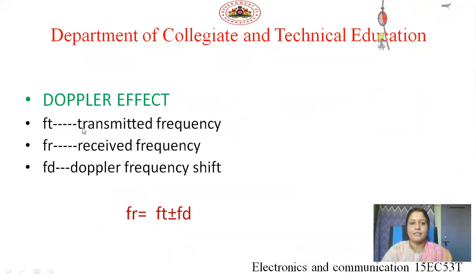In the Doppler effect, Ft is the transmitted frequency, Fr is the received frequency, and Fd is the Doppler frequency shift. Then what is the equation? Fr is equal to Ft plus or minus Fd. Therefore, a shift in the frequency is occurring.